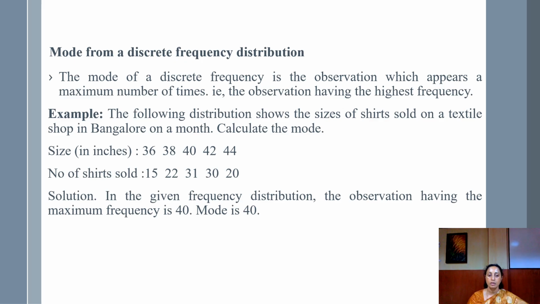Now similarly, we can find the mode for a discrete frequency distribution. The method is the same. Here we have size in inches and the number of shirts sold. 36 inches sold 15 times. 38 inch shirt is sold 22 times. Like that the data follows. Among all the frequencies, 31 is the highest. So 31 is the highest number of times the data is repeating. 31 corresponds to the value 40. Therefore, we say that the modal value is 40.